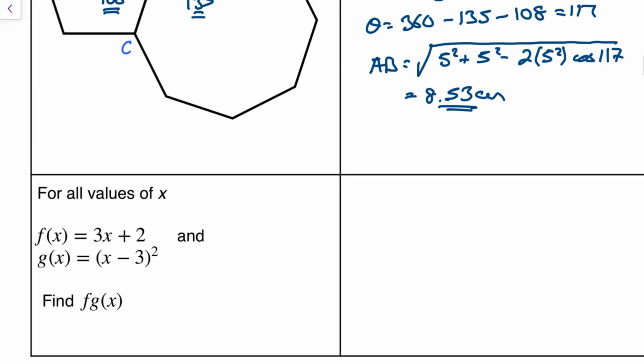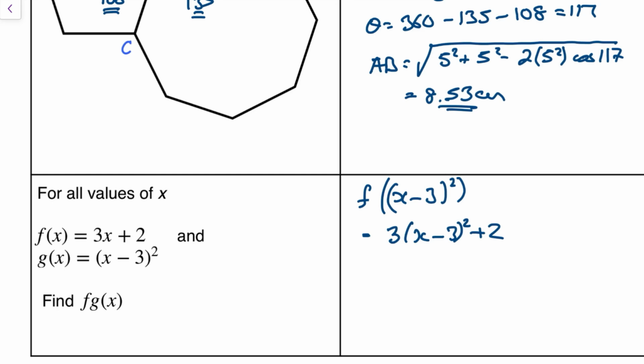Next and final question today. For all values of x, this is true and this is true. Find f of g of x. Okay, probably not as bad as it looks. So what I'm going to do is I'm going to do f of g of x, which is x minus 3 all squared. Get my brackets right. And what does f do? So f takes whatever's in the brackets, multiplies by 3, and then adds 2.